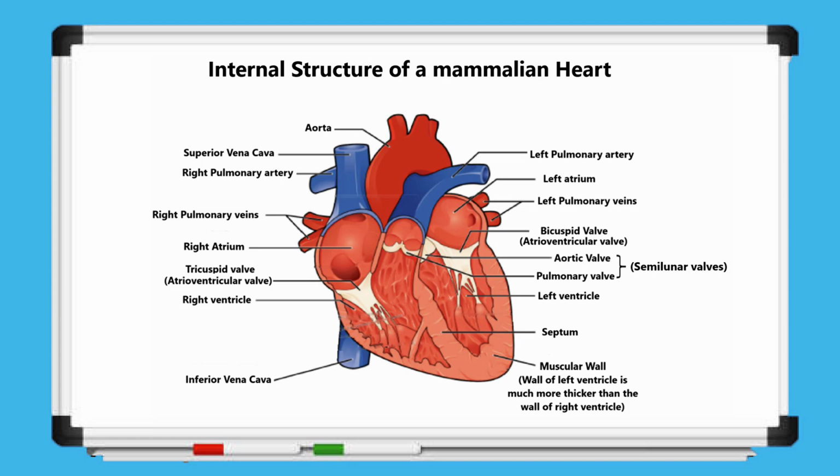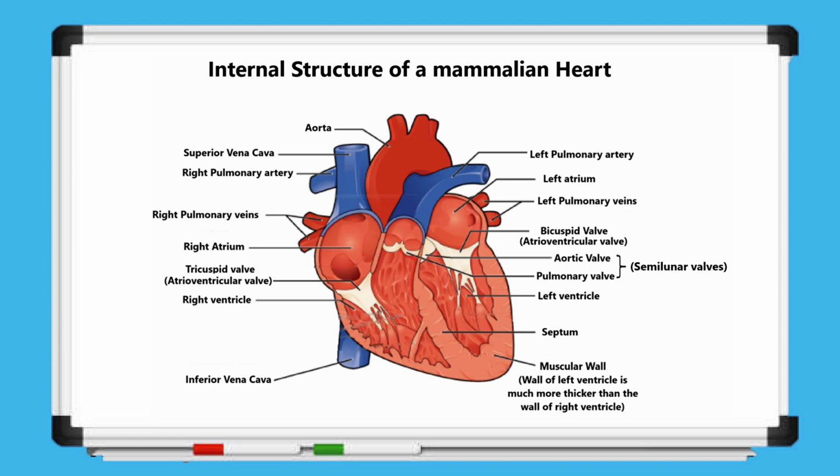At the center of the cross-section lies the septum, a strong muscular wall that separates the right and left sides of the heart to prevent the mixing of oxygenated and deoxygenated blood. Lower in the diagram, the inferior vena cava can be seen bringing deoxygenated blood from the lower body into the right atrium.